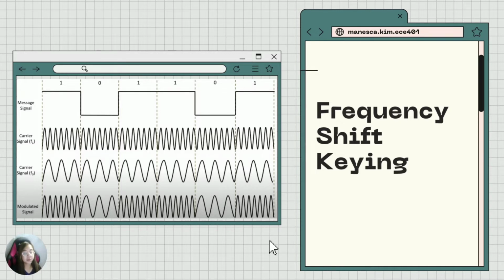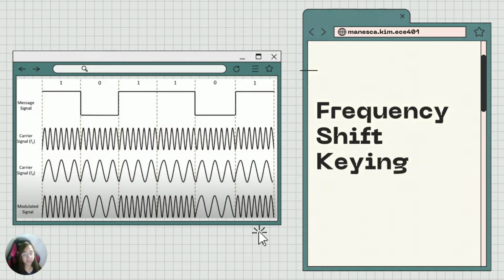In this picture, we have the message signal over here at the top, and the next is the carrier signal, which is the mark frequency that represents the logic 1, and the other carrier signal is the space frequency that represents the logic 0. Notice the big difference between these two carrier signals is that the mark frequency is always larger than the space frequency.